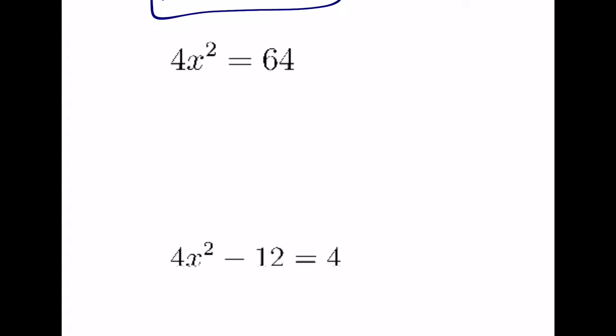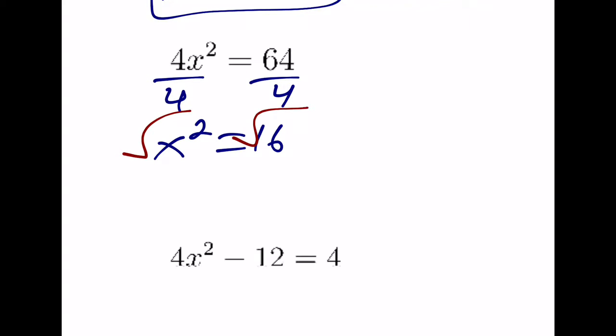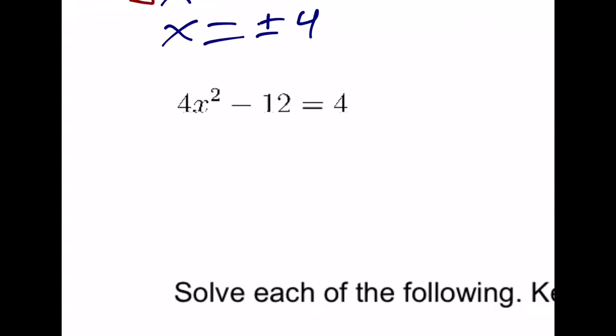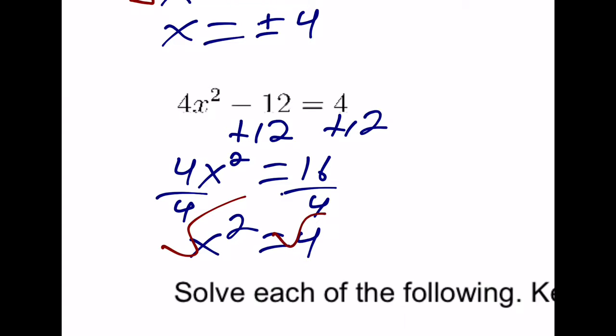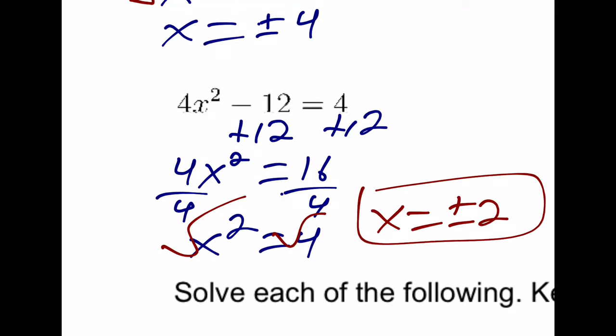Let's look at some more examples. When we divide by 4 on both sides, we get x squared equals 16. Then when we take the square root of both sides, we get x equals plus or minus 4. If we add 12 to both sides, we get 4x squared is equal to 16. When we divide by 4, we get x squared equals 4. Taking the square root of both sides, we end up with x is equal to plus or minus 2.